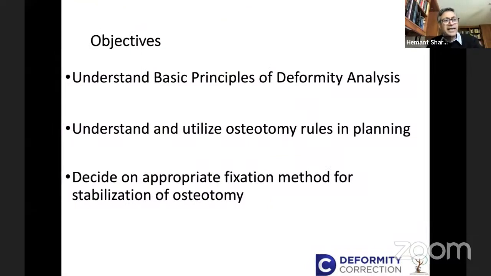Today, I hope that we can run through some of the basic principles of deformity analysis, and understand the osteotomy rules, so we can be in a position to utilize the principles in our day-to-day practice and use it in a method of fixation, whichever one you want to do. It does not necessarily have to be the frame. It could be a plate or a nail or whatever you do, but it's the principles which are critical for correcting the deformity.